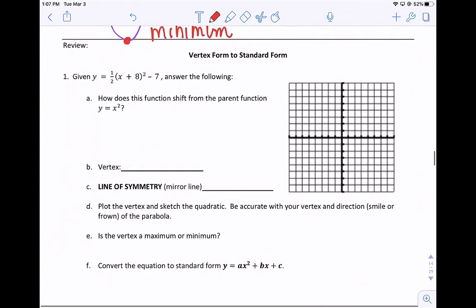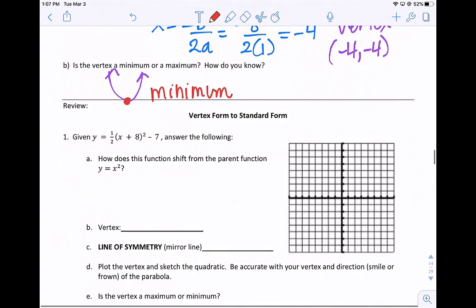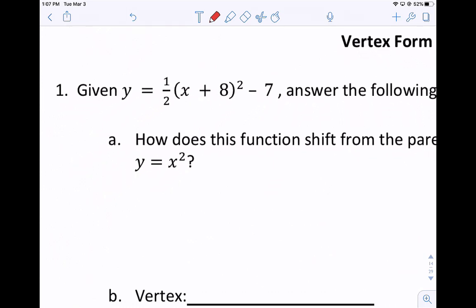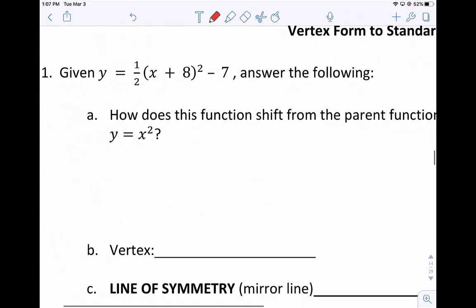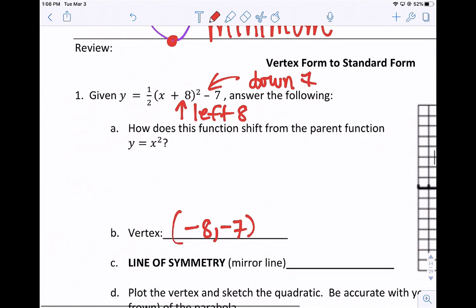Okay, so today we're going to review and look at high quality graphs as well. So here's the review part. Can you change from vertex form to standard form? So this is called vertex form because you can easily see how the graph shifts. We know this goes left 8, and we know it goes down 7. And so the vertex would be negative 8, negative 7. So left 8, down 7.